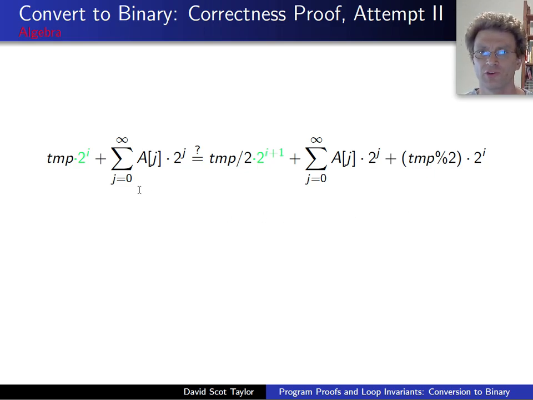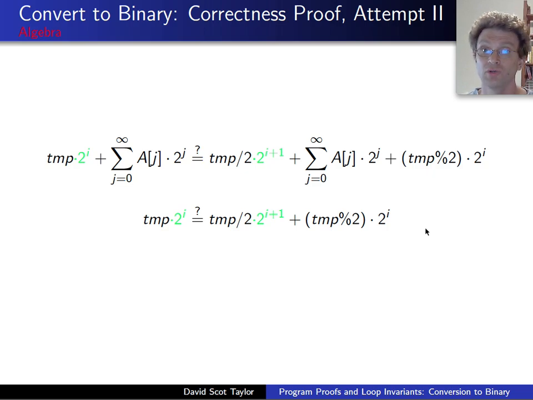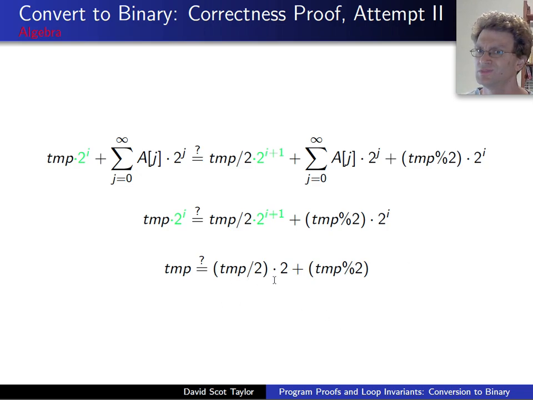So let's look at this equation. Well, first of all, I've got this big, ugly summation over here, but it exactly matches the big ugly summation on the right, so let's cross those out. Now I notice I have a 2 to the I term here, a 2 to the I times 2 term here, and a 2 to the I term here. I can cancel out a 2 to the I term everywhere. And now I'm left with this equation. Is it true that for an arbitrary non-negative integer temp, temp is equal to temp integer divide 2 times 2 plus temp mod 2?